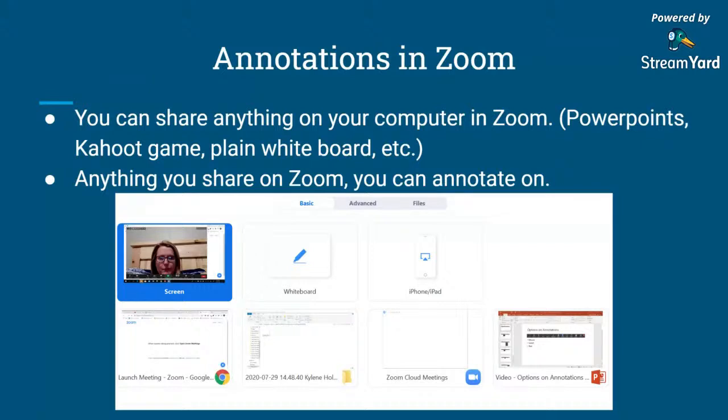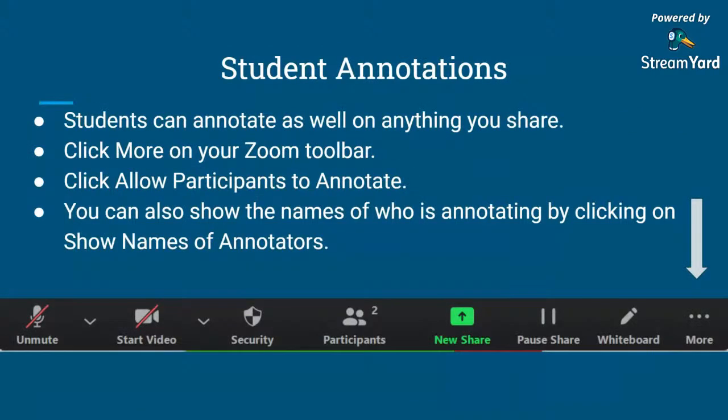Now, when we talked about co-teaching, if she had a PowerPoint up, I could still, as the co-teacher, annotate on her screen. And so again, the annotation feature, you can annotate on anything that you share, which is a very good feature. All right, another great feature of Zoom is the students can also annotate on anything you share. Now here I listed the step-by-step instructions on how to enable and disable the student annotation features in Zoom. You can also enable the show names of annotators. This allows you to see who's annotating on your screen.